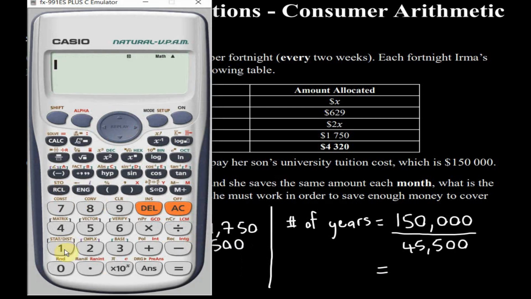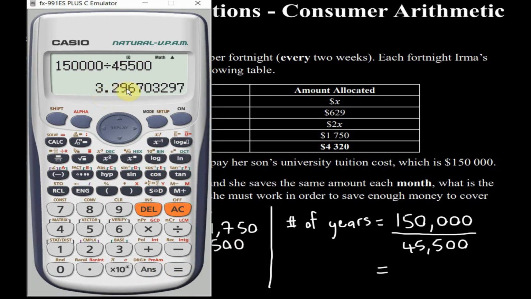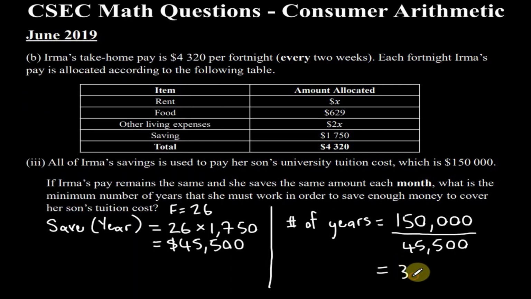And again, I'll use my calculator to aid me here. So it's 150,000 divided by 45,500. And let's see what we're getting. Now we're getting 3.2967 and it continues, but I'm just going to write this to four decimal places for now before I elaborate a little bit.